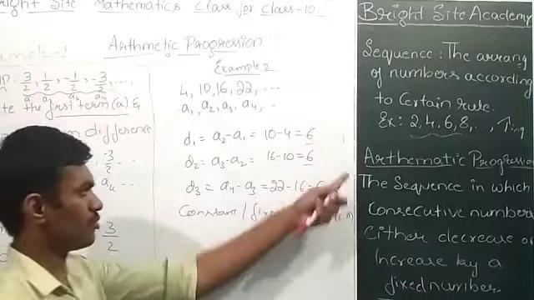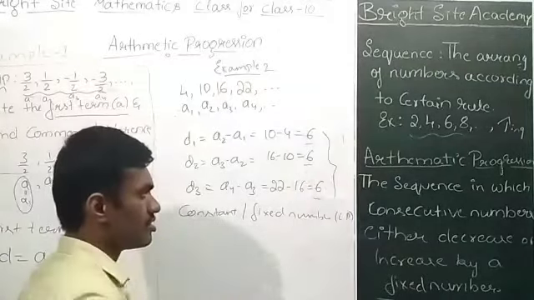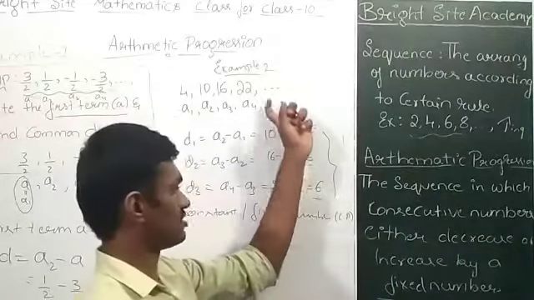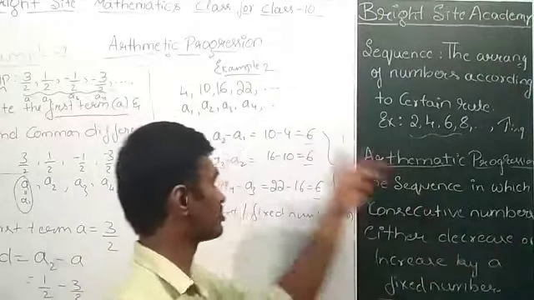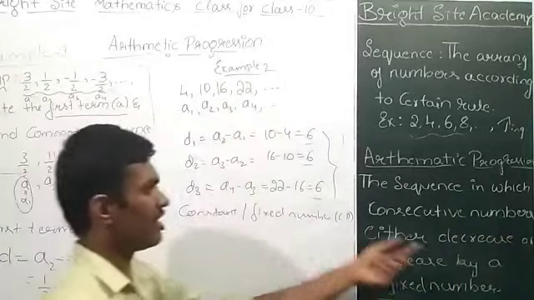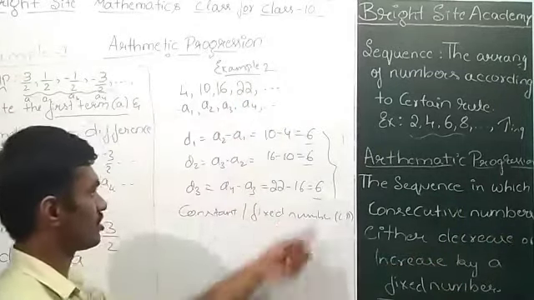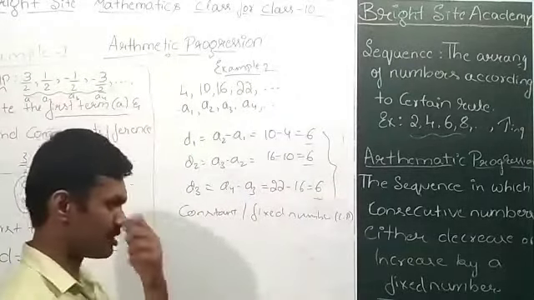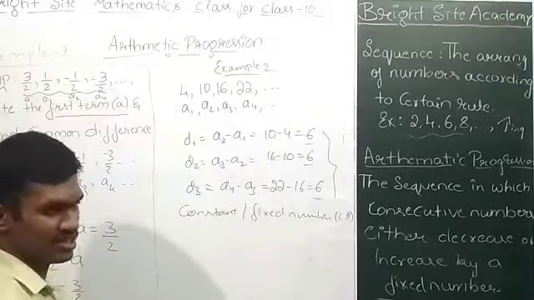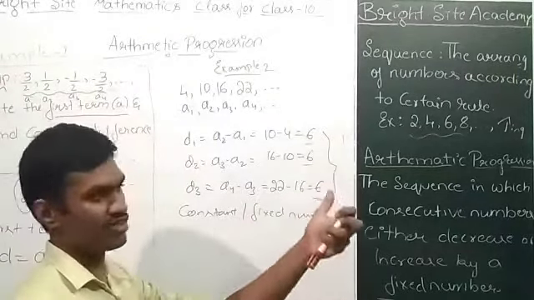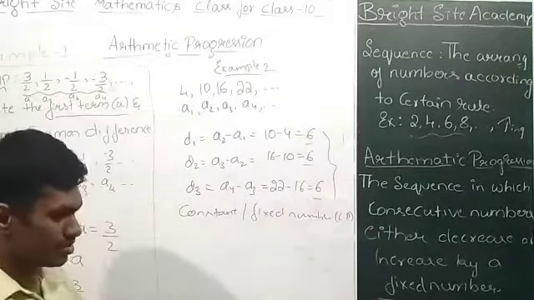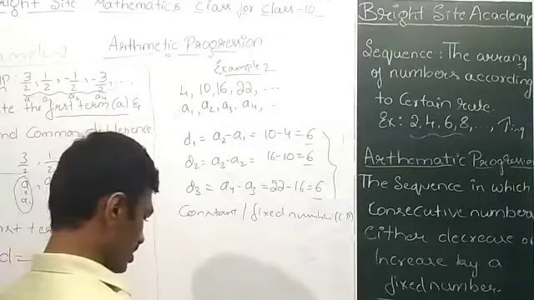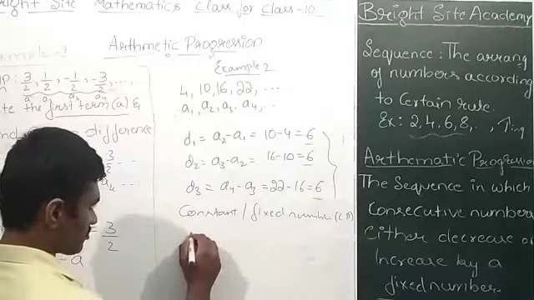Now it satisfies the definition of arithmetic progression, right? It is a sequence where the consecutive terms either decrease or increase. It is increasing here, an increasing sequence by a fixed number 6, right? So here is another example, another problem they have given. Let us find whether it is an AP or not.